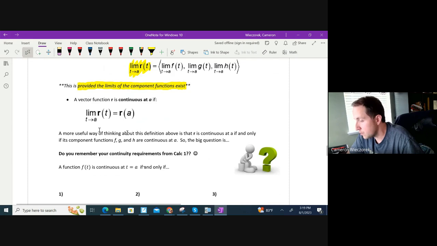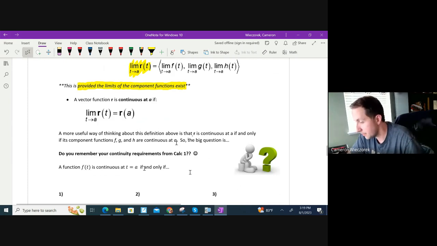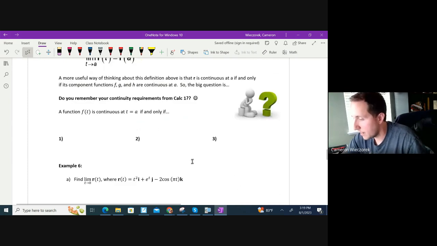So a more useful way of thinking about this definition is that R is continuous at a if and only if the component functions f, g, and h are continuous at a. All of them. All three of them have to be continuous at a. So let's just look at it for f, and then it's going to be the exact same definition for g and h. How do I check to see if a function f is continuous at a?